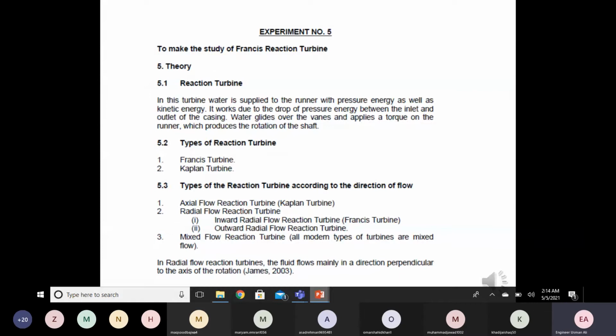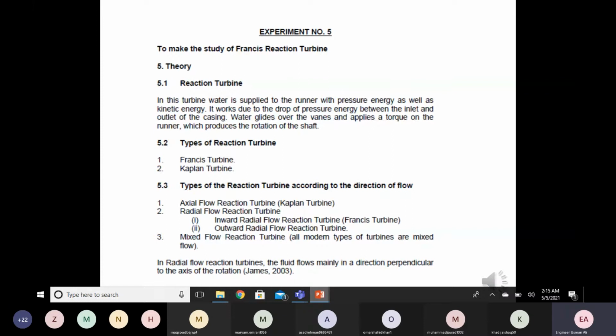In this type of turbine, the flow of the fluid or flow of water is along the axis of rotation or along the shaft at inlet and outlet of the casing. So if the flow of water at inlet and outlet of the casing is along the axis of rotation or along the shaft, that is called axial flow reaction turbine, and the direction is in the axial direction. It is not radial. The second type of turbine is the radial flow reaction turbine.